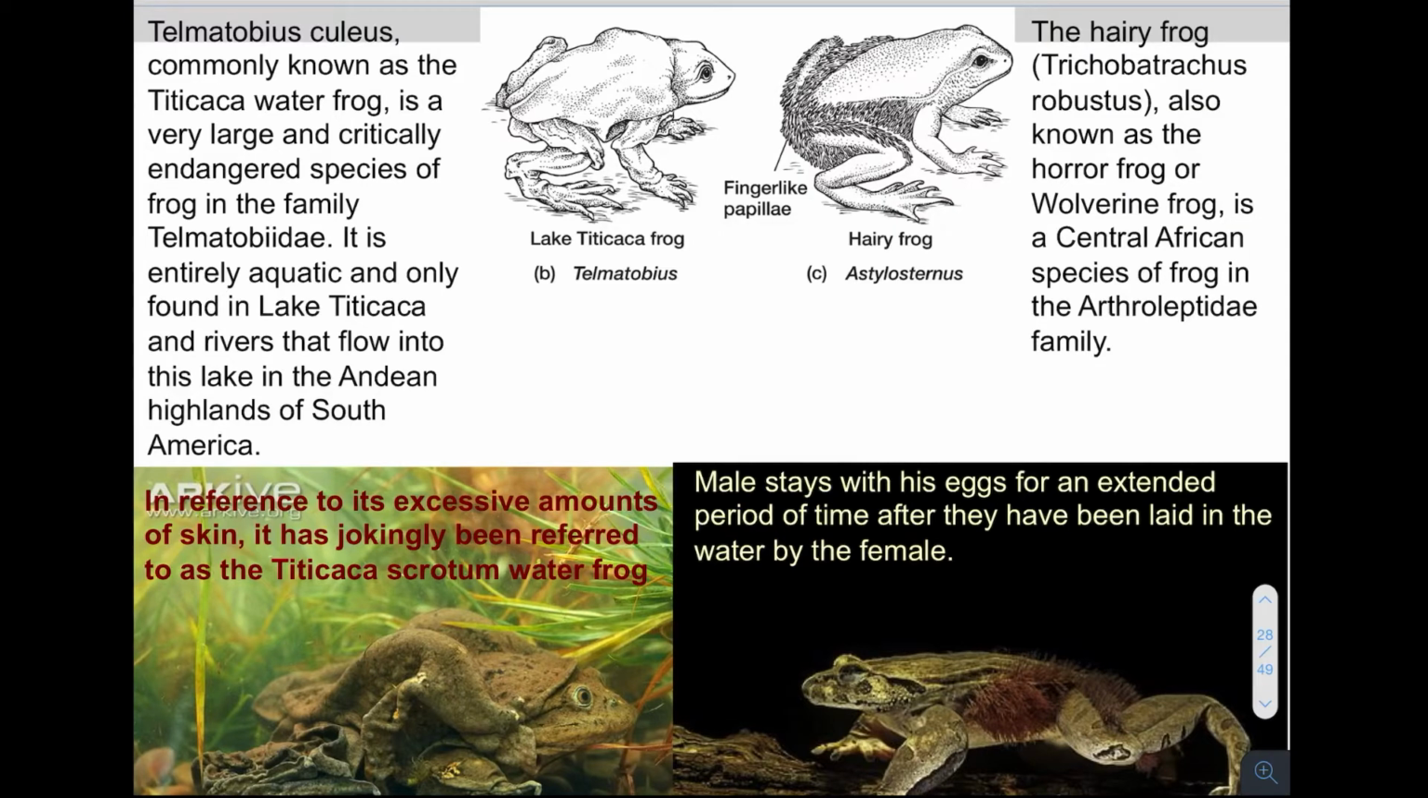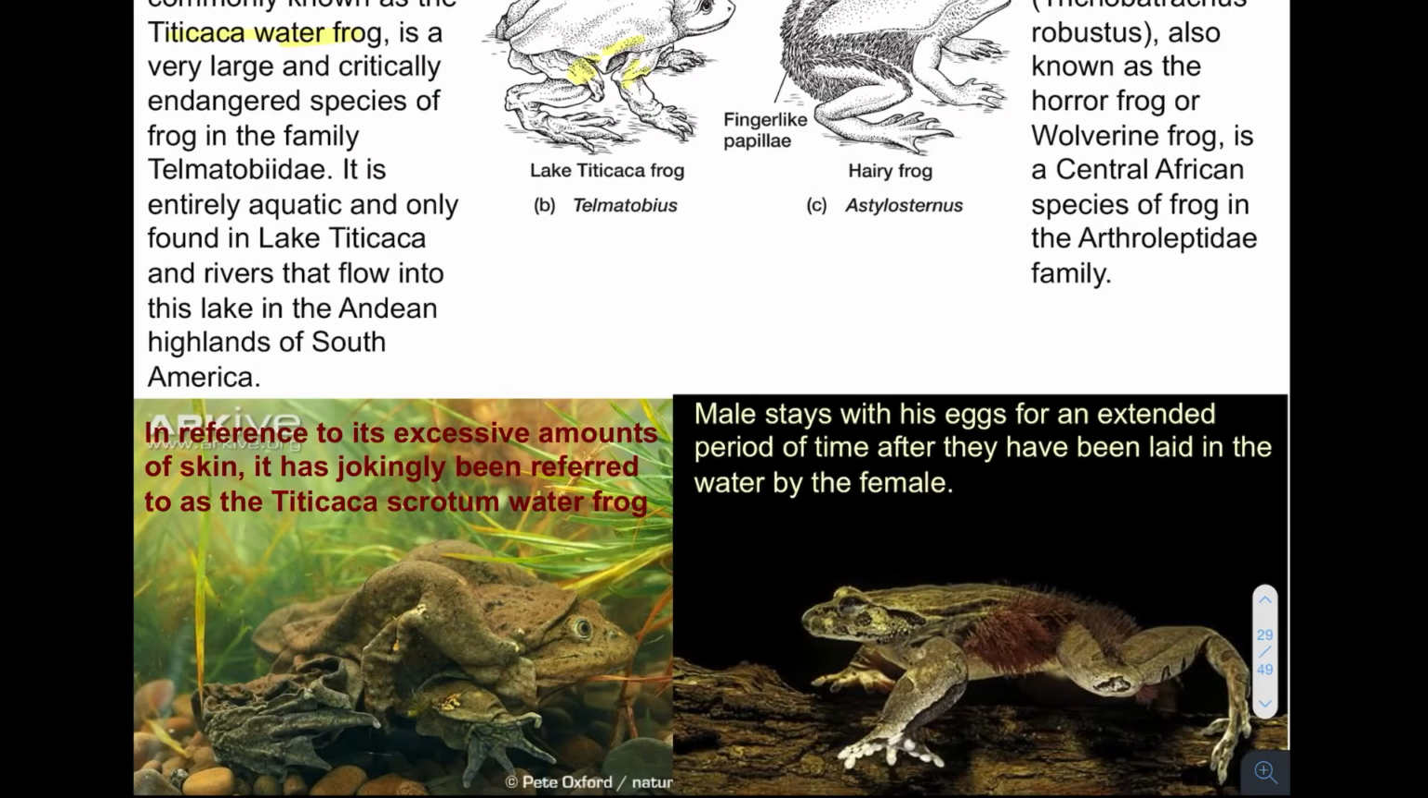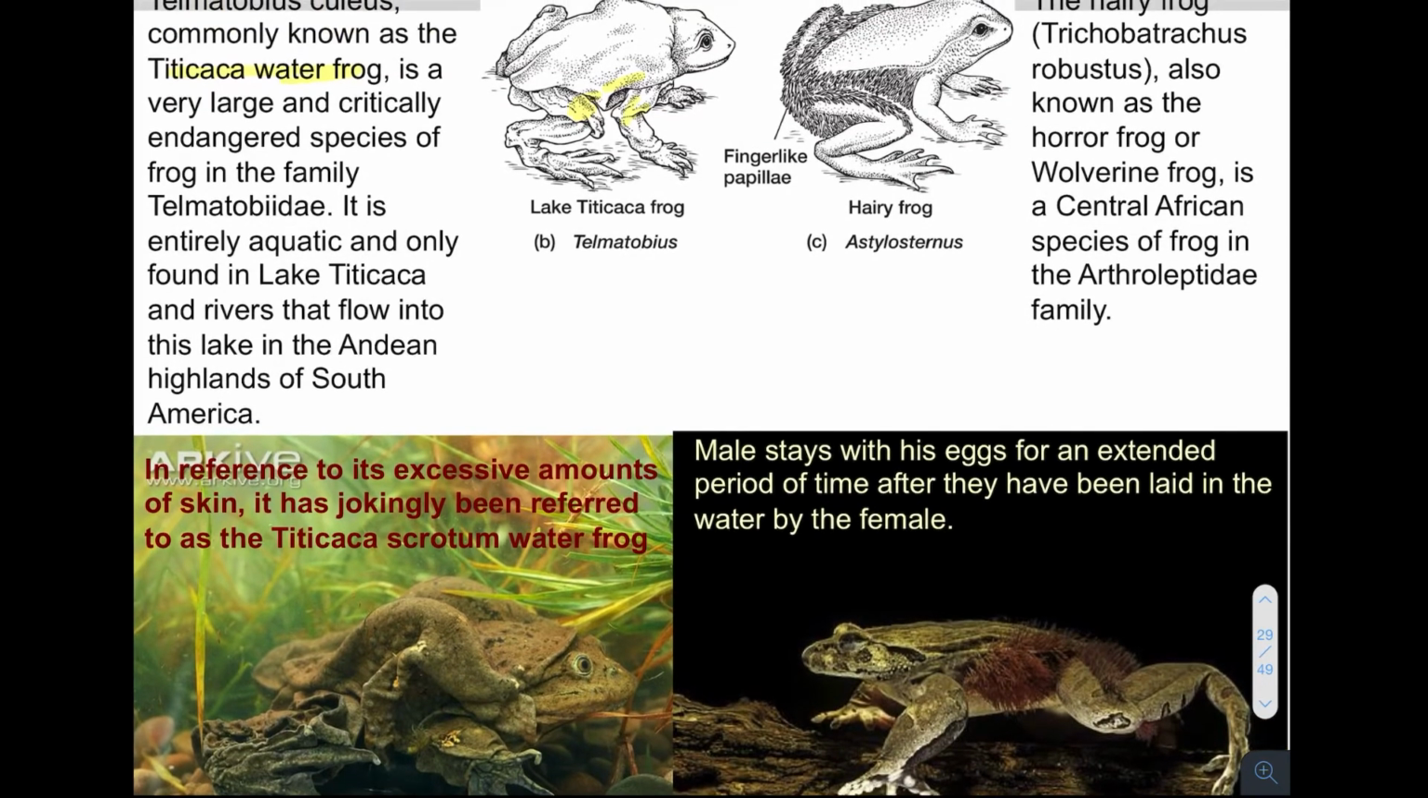And so there are so many different varieties of amphibians and their adaptations for being able to breathe through their skin. And so here are two interesting examples. One is known as the Titicaca water frog. And what we see here are these skin folds that increase the surface area of this frog. And because of those skin folds, this frog is also nicknamed the scrotum water frog.